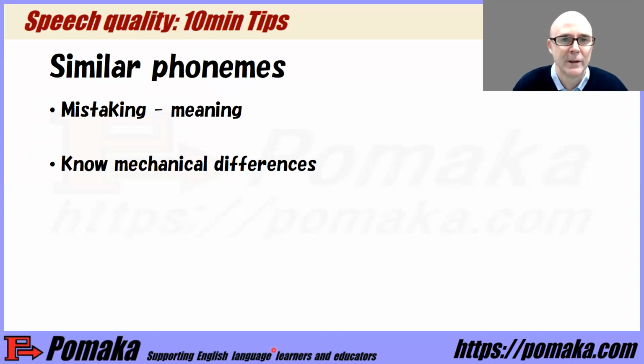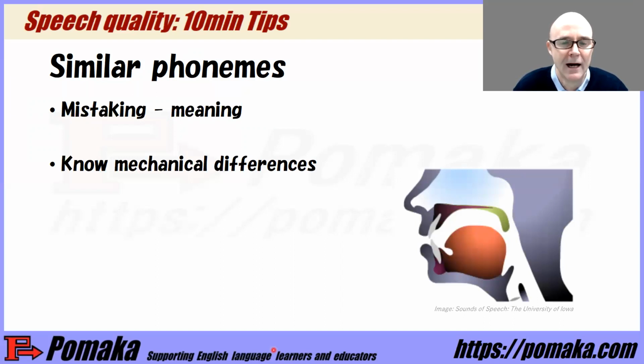To know the difference between similar sounding phonemes, it's important to know the mechanical differences. So if you remember from our other tip, tip 2, we talked about how sometimes we need to look at the specific mechanical ways sounds are made. For example, the position of the teeth, the position of the lips or the tongue, the vocal cords, whether they're voiced or unvoiced, even how the air is moving within the mouth.